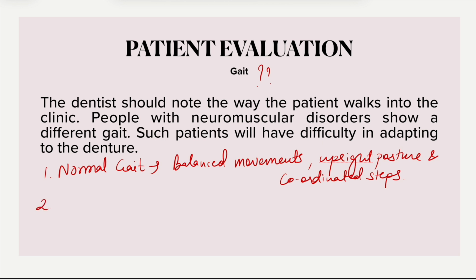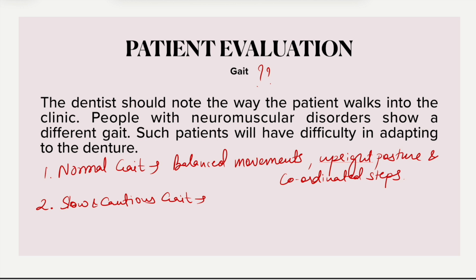Then, slow and cautious gait. This is most commonly seen in advanced age, patients with muscular weakness, arthritis, and general debility. These patients often require short appointments and additional support during their treatment.